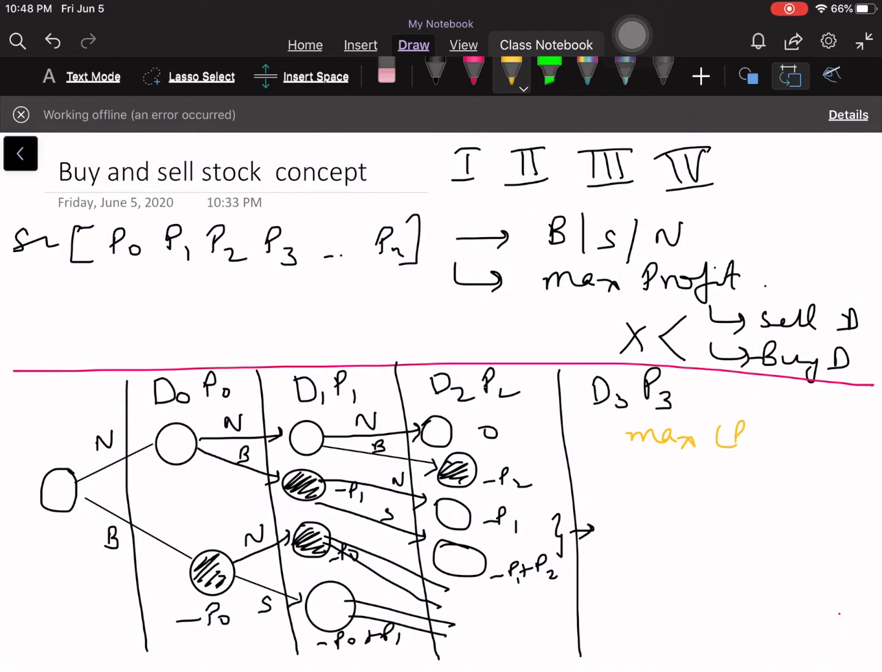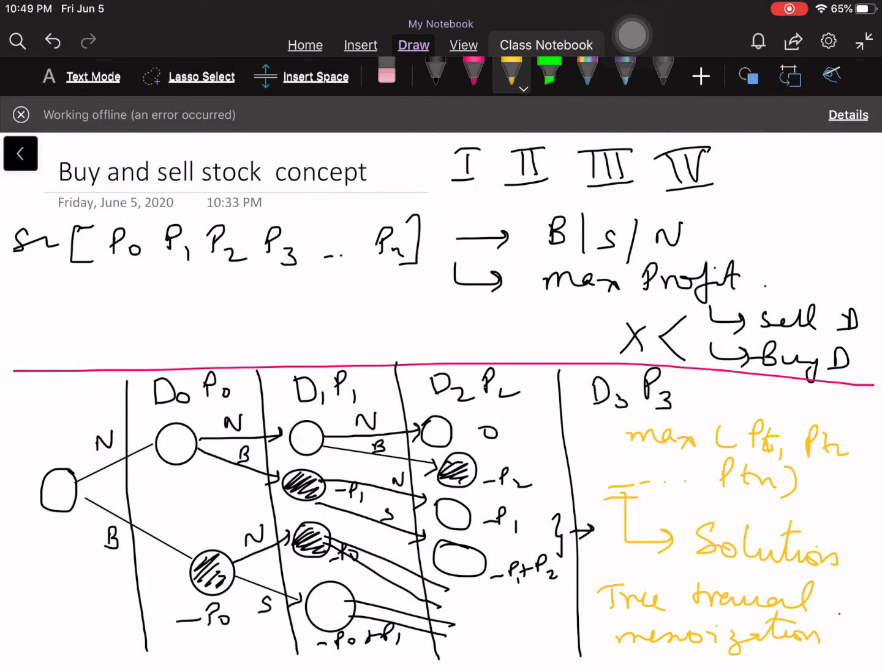between all the paths P1, P2, P3, P4, up to PTN. So this is the profit you have to consider, and this is the solution. That's it. You are basically doing a tree traversal with memoization. So this is the concept of how to solve buy and sell stock.